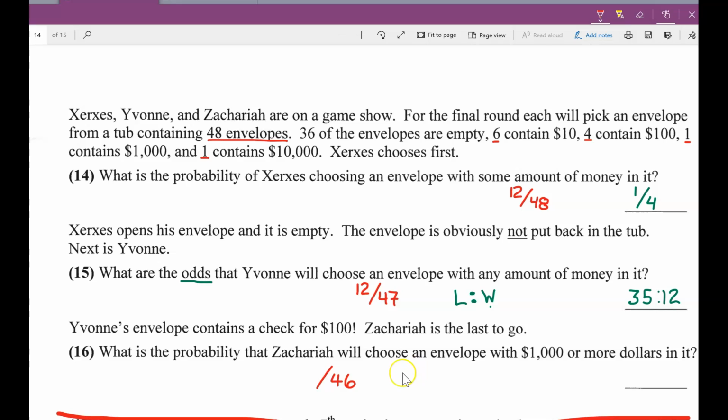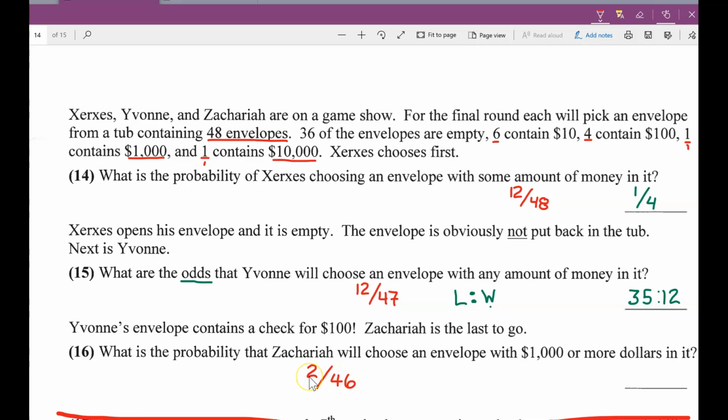And our win condition here is an envelope with 1,000 or more dollars in it. How many possible ways can that go? Well, there's still this envelope with 1,000 in it and this envelope with $10,000 in it. So there are two envelopes that meet our requirement. Our requirement is $1,000 or more. There's one envelope with 1,000 and one envelope with 10,000. So our probability is 2 out of 46.